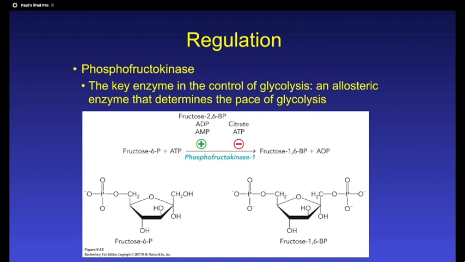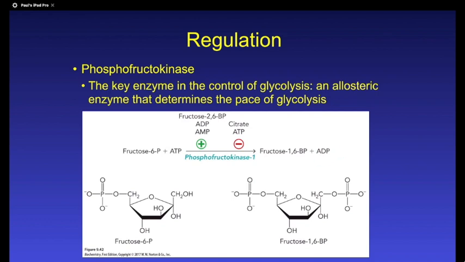And so the next enzyme in glycolysis that we are looking at, and probably the most powerful regulator, is the enzyme phosphofructokinase 1. Remember, it takes fructose 6-phosphate, and it creates fructose 1,6-bisphosphate.